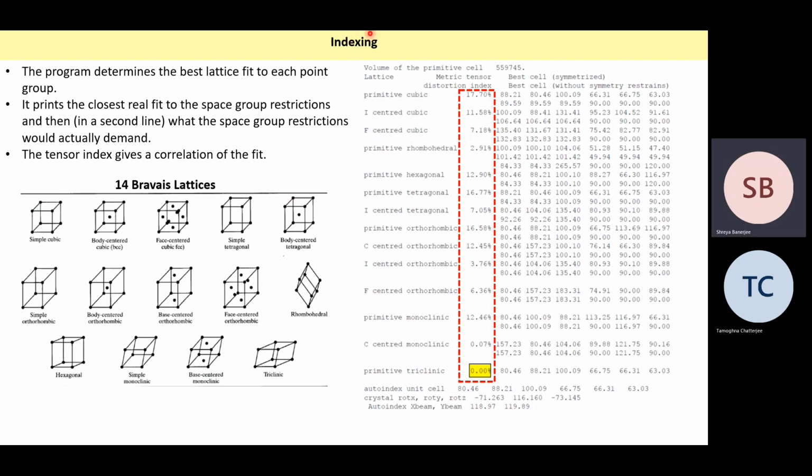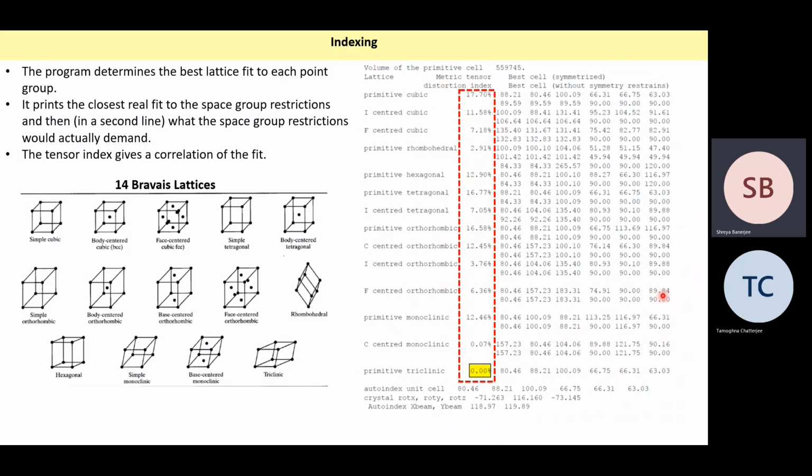Then you have learned indexing and Miller indices in the previous lecture. Basically, there is a program which, after you get the diffraction pattern, will run and find out which is the best lattice group to which the diffraction pattern matches. You had learned about the 14 Bravais lattices in the previous class. So the program will calculate the deviation from each of the lattice groups.